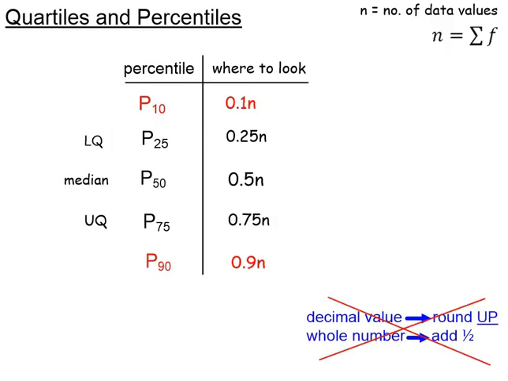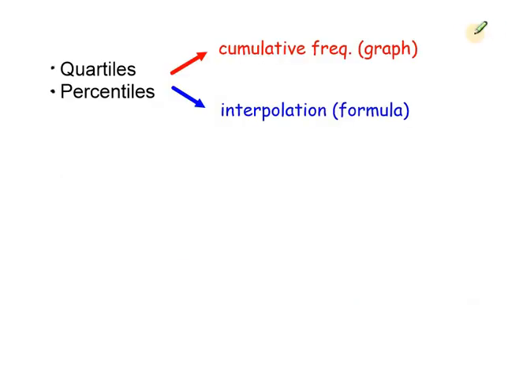When working with quartiles and percentiles with grouped data, do not make any adjustments to the values that you get from these formulae. For grouped data, quartiles and percentiles can be estimated using either cumulative frequency graphs or using the interpolation formula. From here on, I'm going to use the interpolation formula. I'm not doing this.